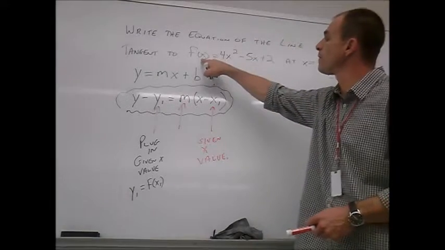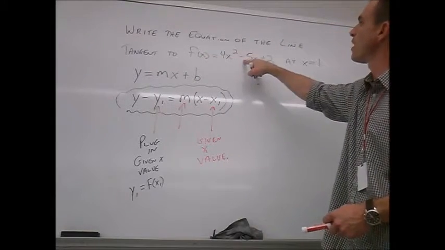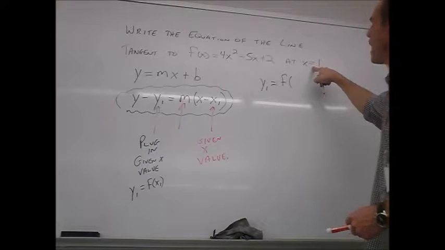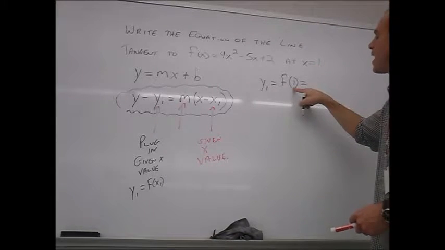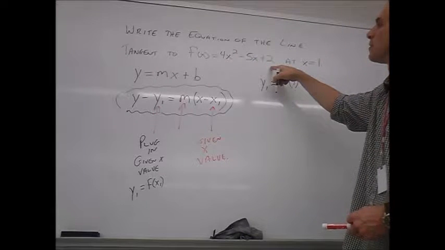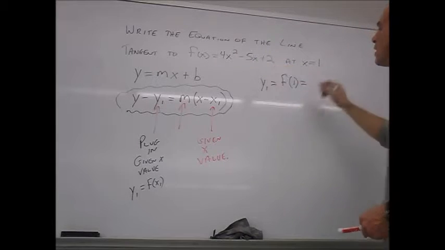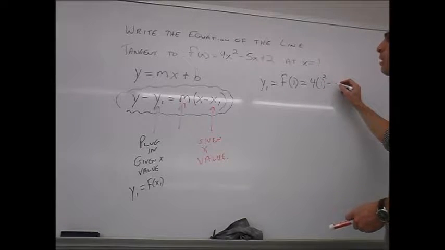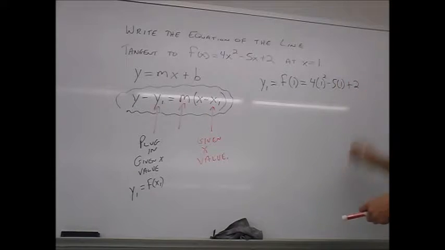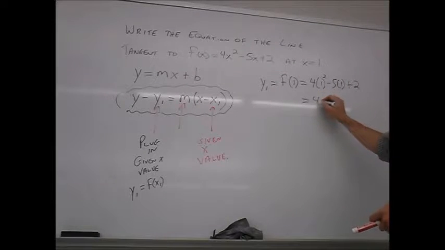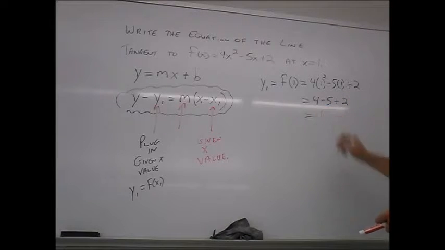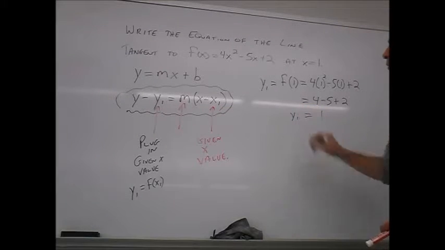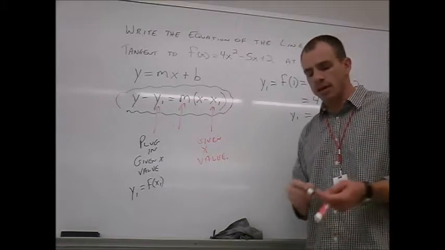Okay, so let's go to our function. We have f of x is 4x squared minus 5x plus 2. To get y1, we need to plug the given x value into the function. What happens when we plug 1 into the function? That's right. We'll have 4 times 1, technically squared, but we don't really need that for 1, minus 5 times 1 plus 2. So that's equal to 4 minus 5 plus 2, or 1. So now we have our x1. We found our y1, there's our y1 right there.